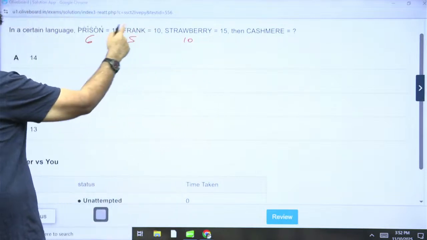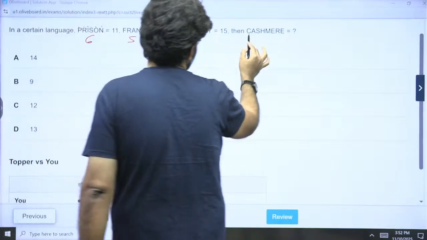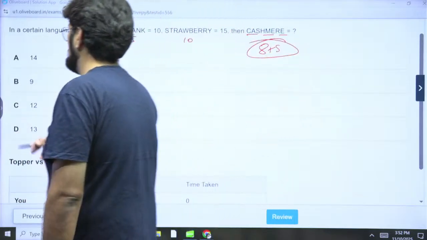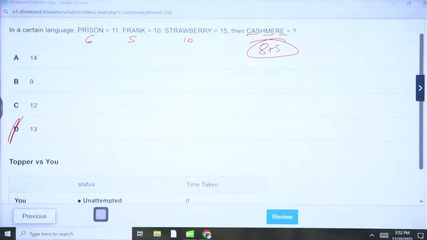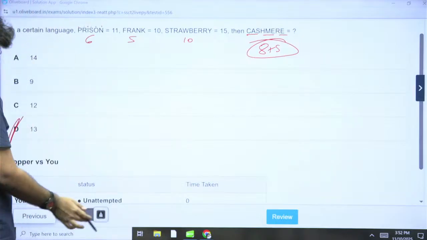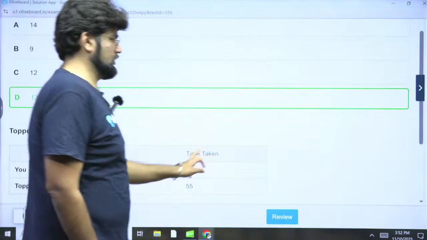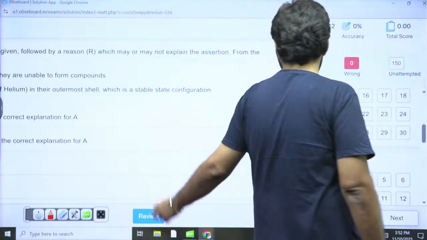5 plus 5, 6 plus 5, 10 plus 5. Oh, great. So this is 3, 3, 6 to 8. 8 plus 5, 13 letters. Just adding 5 to the number of letters. That's it. Okay. This one would have taken time. Yeah, 55 seconds is decent here. Because to figure it out slightly will be time consuming.